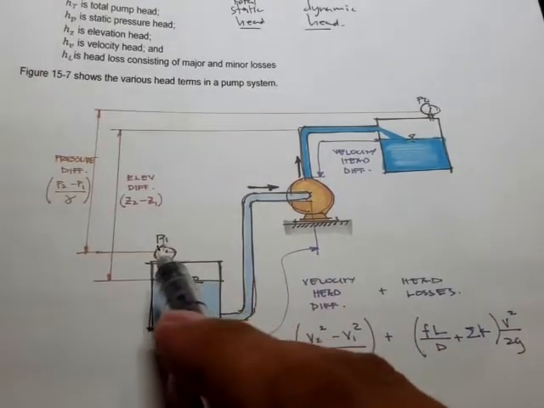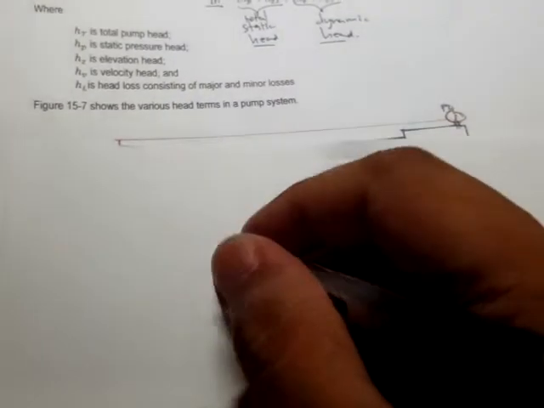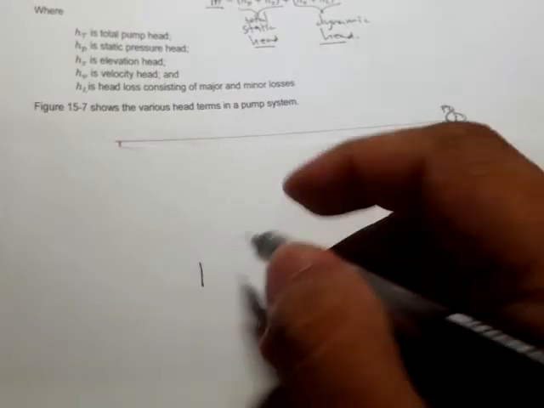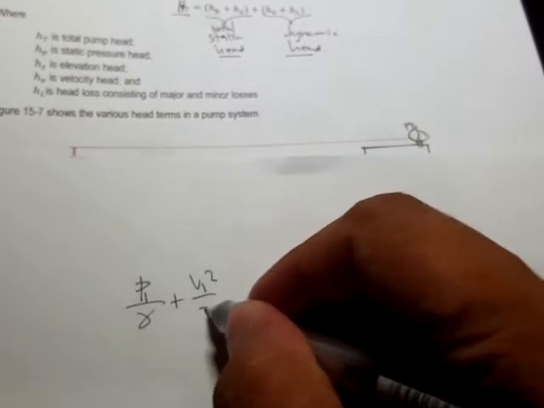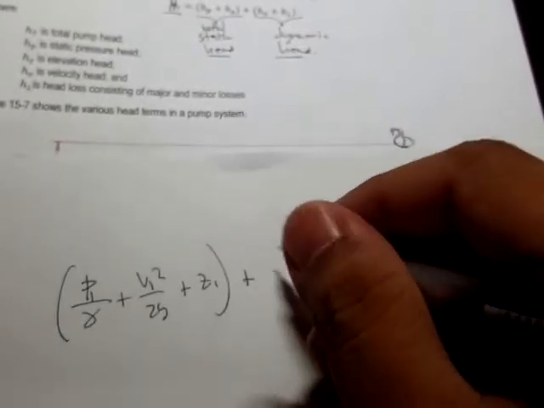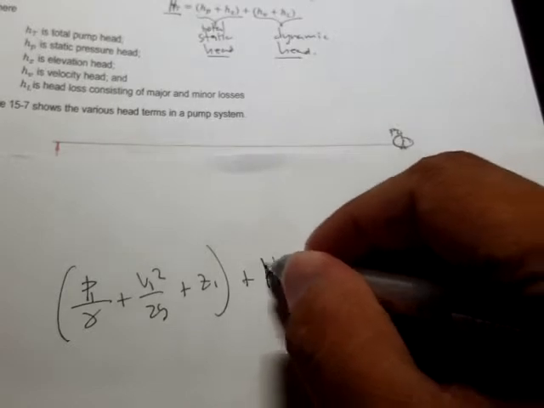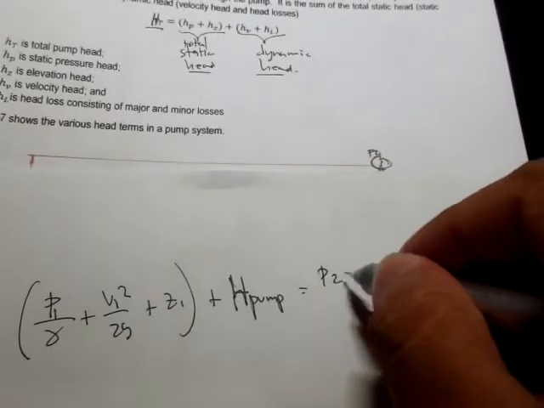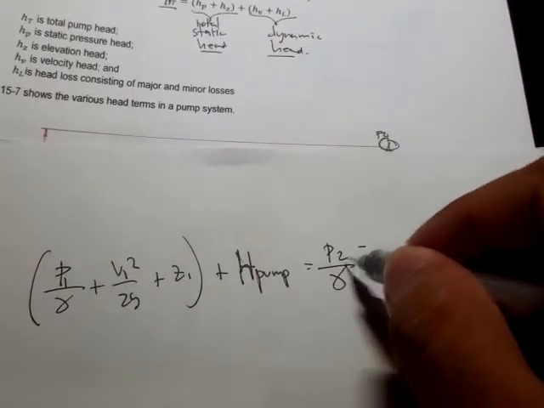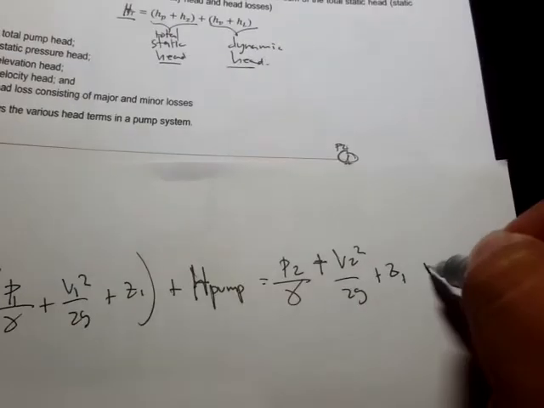You recall in our Bernoulli's equation, we have P1 over the unit weight plus V1 squared over 2g plus Z sub 1, plus of course the head of the pump. Let's just write this: H pump is equal to P sub 2 divided by the unit weight plus V sub 2 squared over 2g plus Z sub 2 plus head losses.